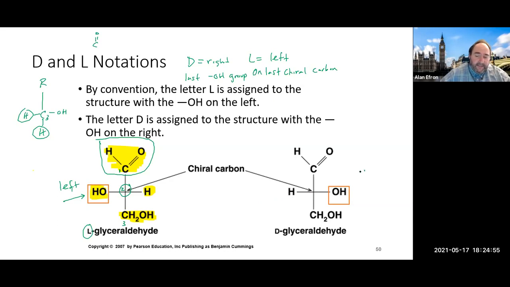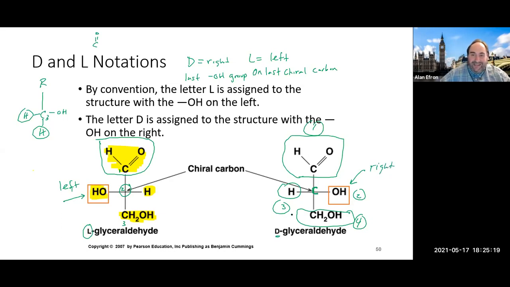Basically, it's the same exact guy over here on the right, looking at this chiral carbon, which is right here. Again, one group attached, two groups attached, three groups attached, and four groups attached, making that guy the chiral carbon. We see here that our OH group is on the right, which makes it D-glyceraldehyde in this particular case. Any questions on that there?